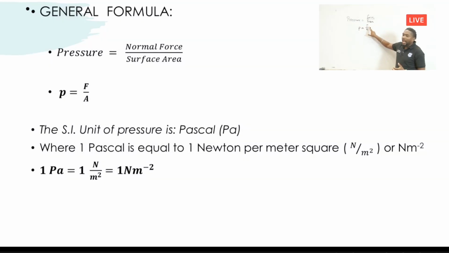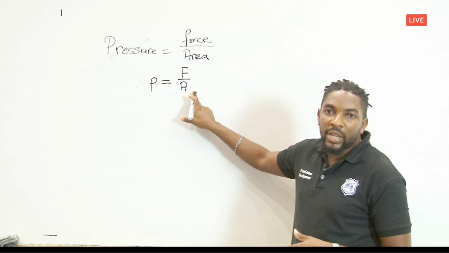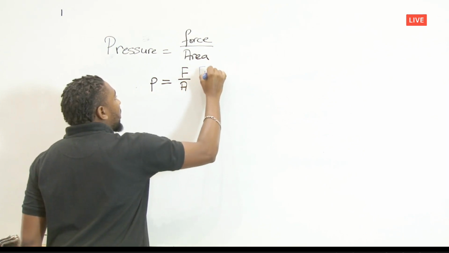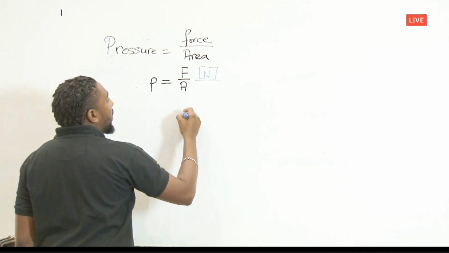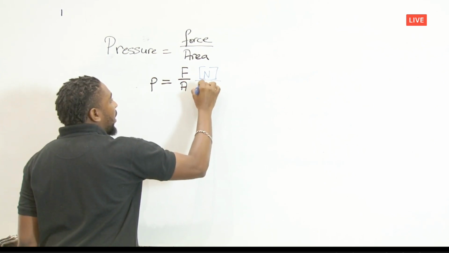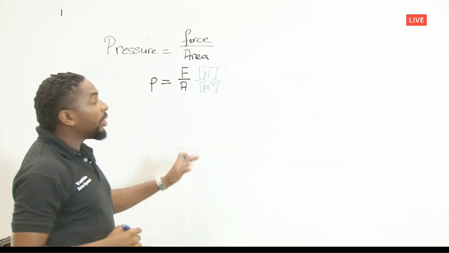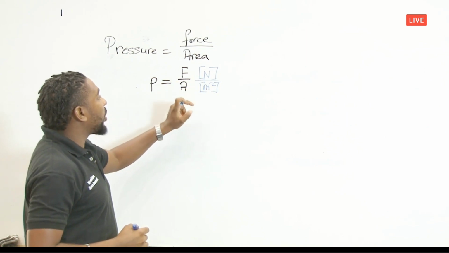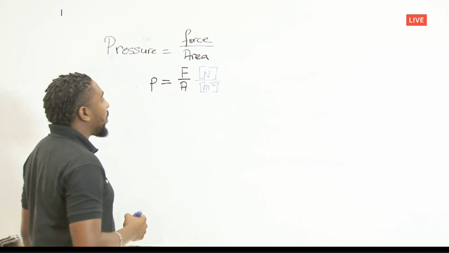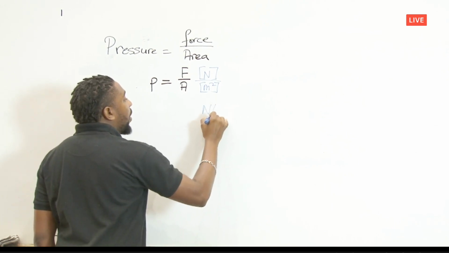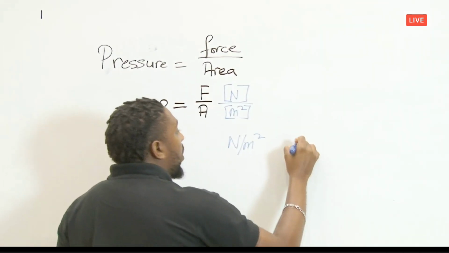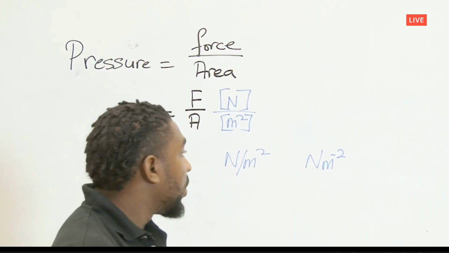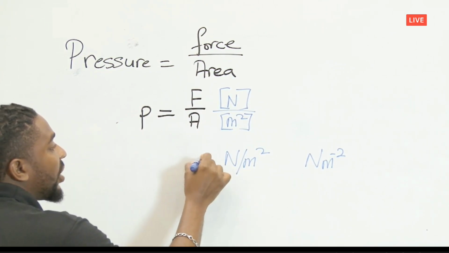However, we can realize that force can be measured with 1 unit, and area can be measured with also another unit, where force is normally measured with newtons, that's the SI unit of force, divided by the SI unit of area, which is meters squared. So, just like how we derive a formula, we can derive the unit as well. In deriving the unit of pressure, we realize that newtons divided by meters squared give us the Newton per meter squared, written in this format or written as Nm to the negative 2 in indices.